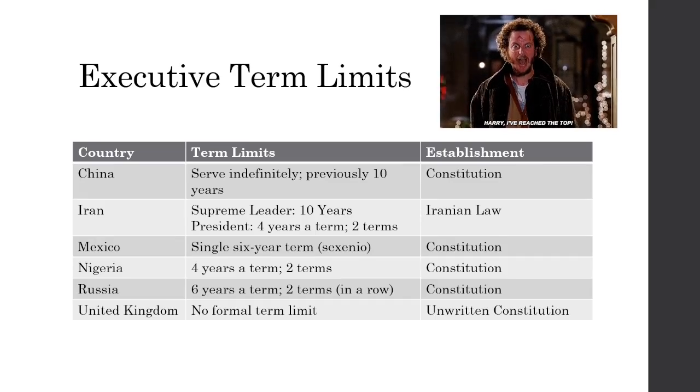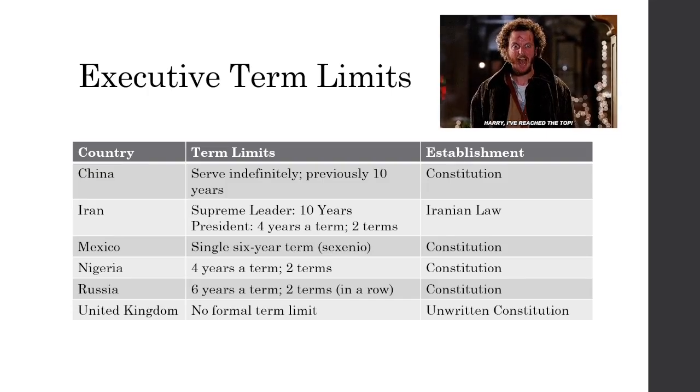The UK has an unwritten constitution, but they abide by certain constitutional principles. So Mexico has a single term limit that is for 6 years. It's called a sexennial. That prefix sex means 6. Nigeria has 4-year term limits for 2 terms, similar to Iran. And then in Russia, there's 6 years a term, but they can have 2 terms in a row. Now, what does that mean, in a row? Well, that means that you could serve 2 terms, become prime minister, and then become president again, which is very interesting. And these are all established through Constitution.